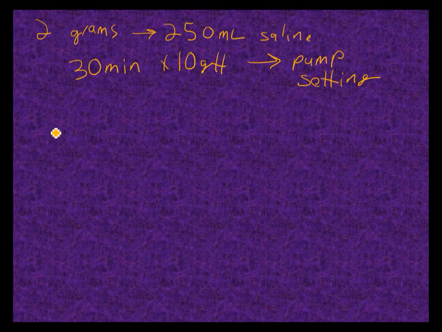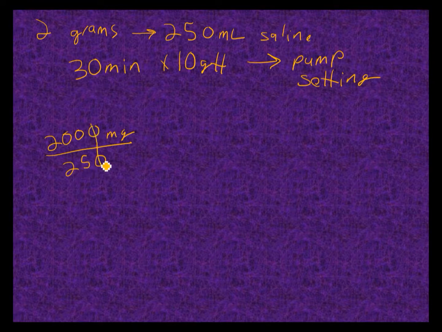Alright, first thing we need to do is figure out what the simple concentration of our bag is. 2 grams is 2,000 milligrams. You're putting it in a 250 milliliter bag. 25 goes into 200 8 times. That'd be 8 milligrams per milliliter. That's what the simple concentration of the bag is. Not really important right this moment in this calculation, but it will be in a few minutes in another section.